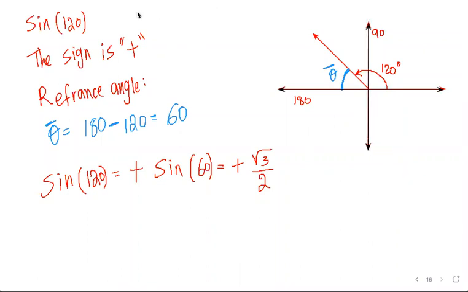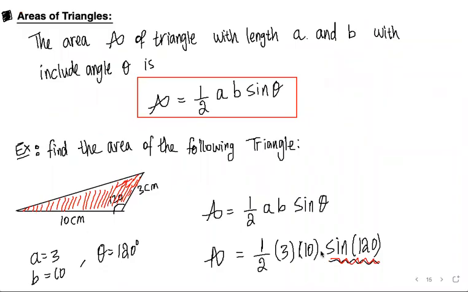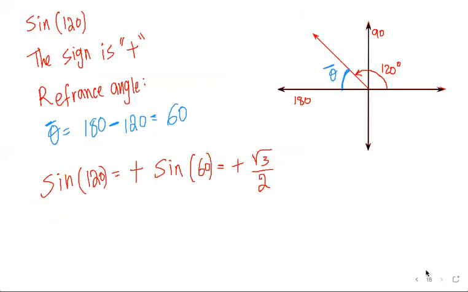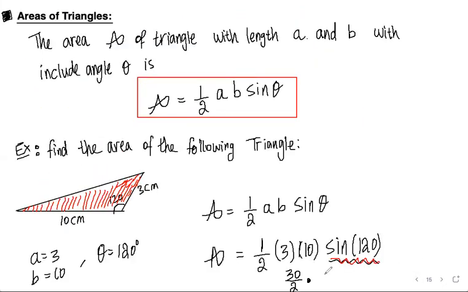Okay. So let me continue. One half times 3 times 10 is 30 over 2, times the value from here, square root of 3 over 2. And the value is 15 square root of 3 over 2. This is the answer.